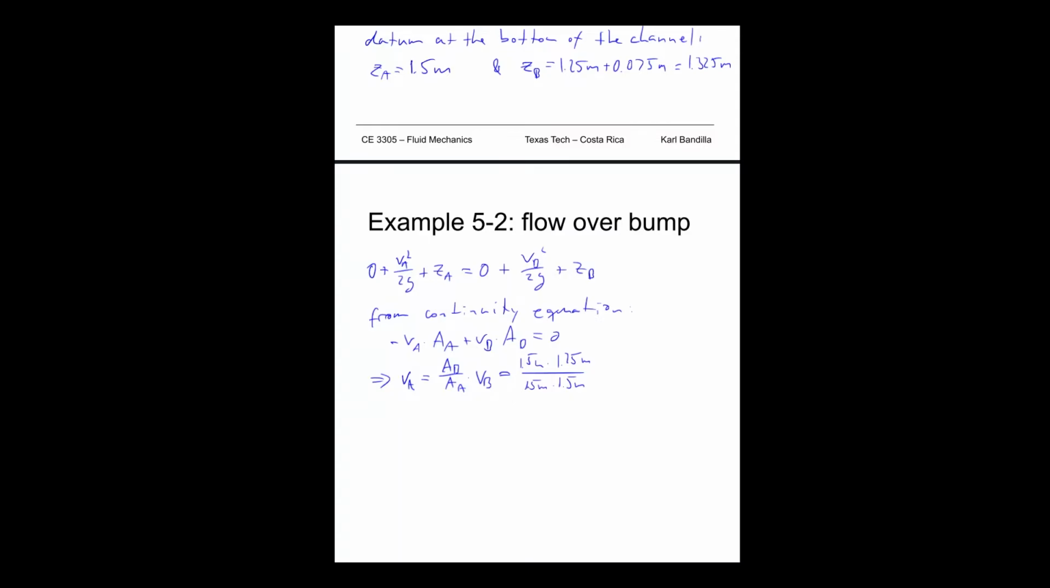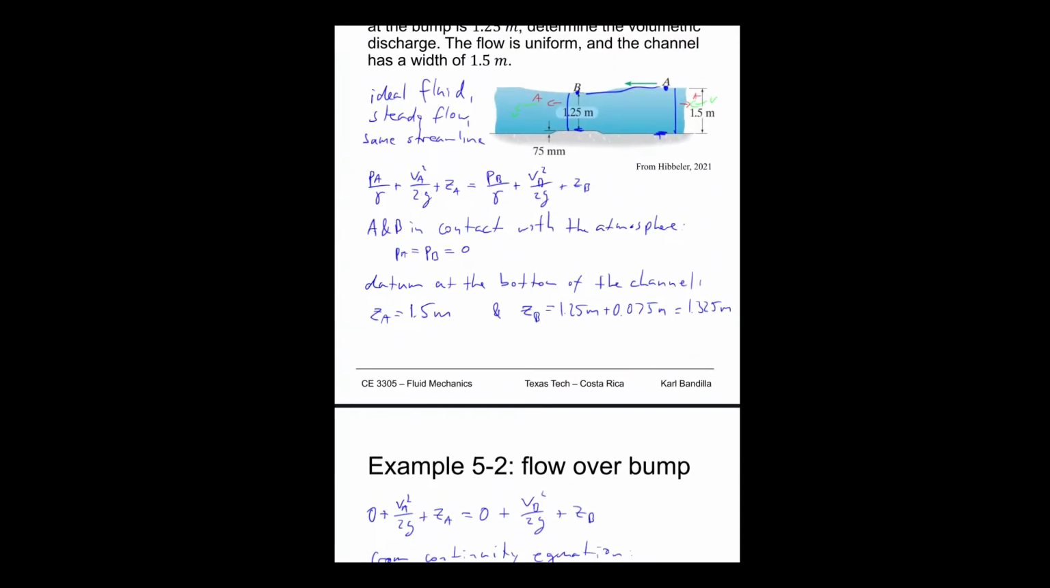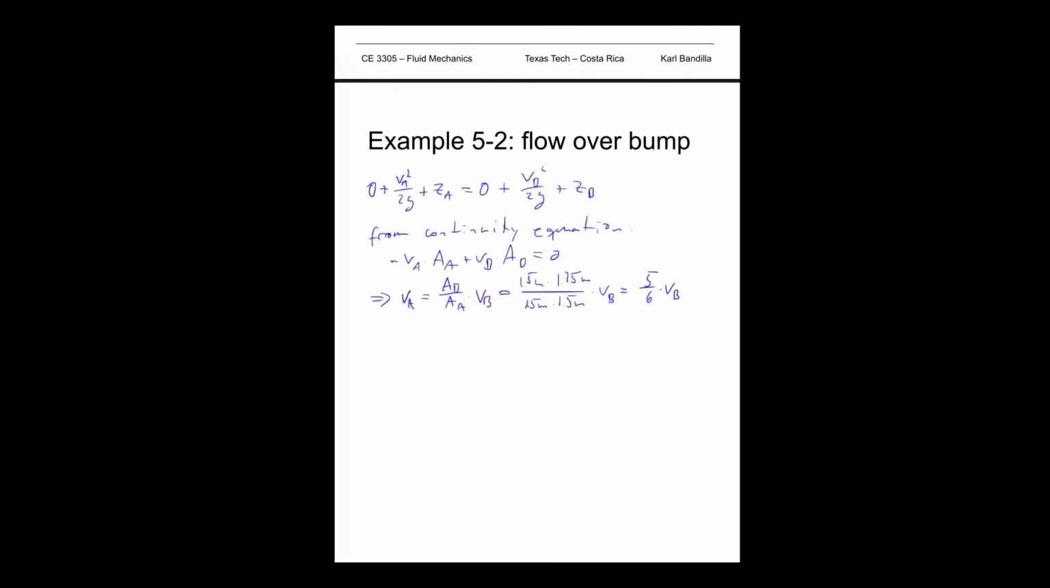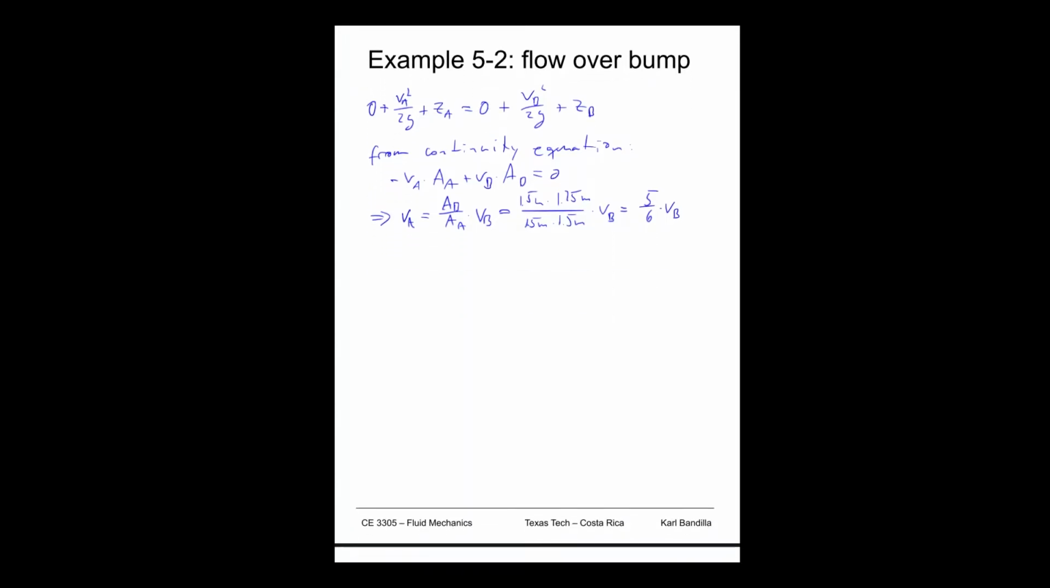So the first 1.5s cancel out. Oop, let's not forget, this is all times VB. So based on that, we can say we get 5/6 times VB. All right, so now we know we have a relationship between VA and VB. Where's our equation right here? We can plug that in there, and then we can solve either, or in this case, we solved for VA, so we'll solve this one for VB, and then we can get our flow rate.